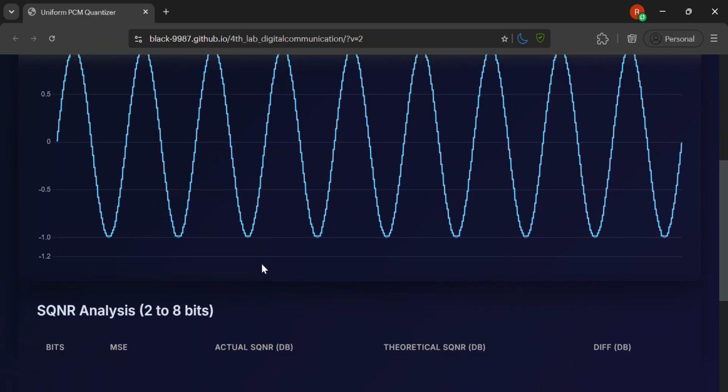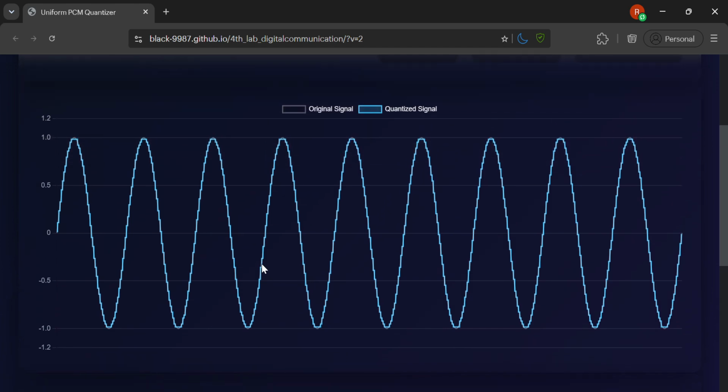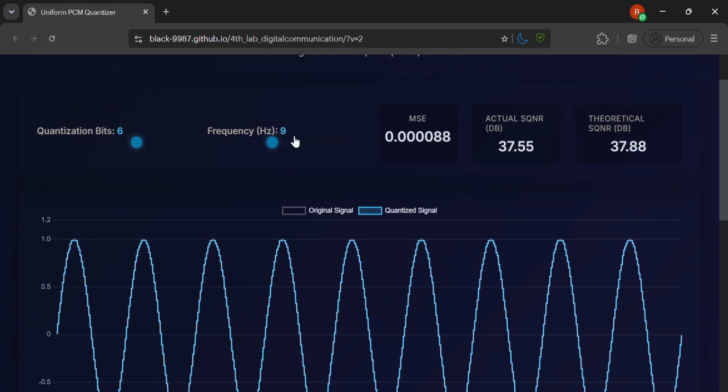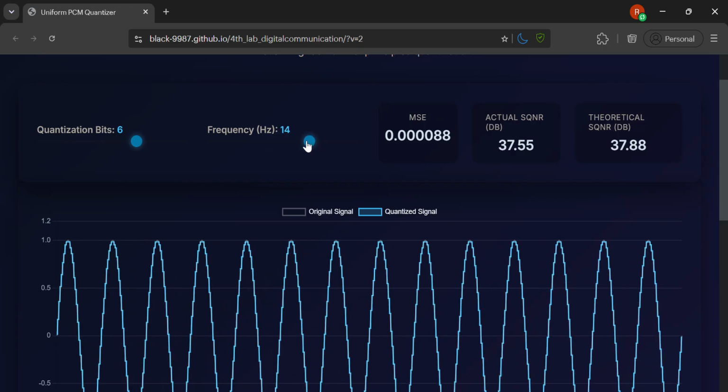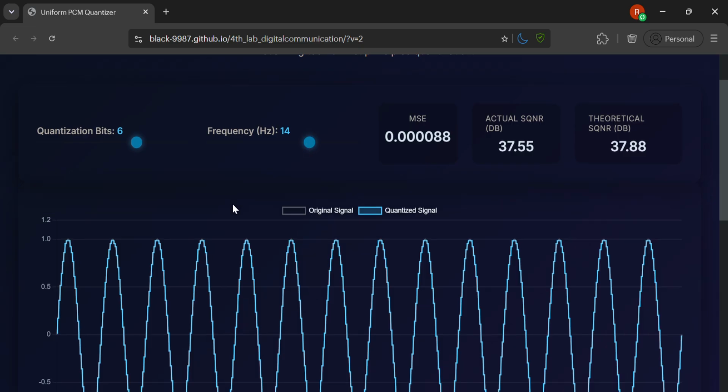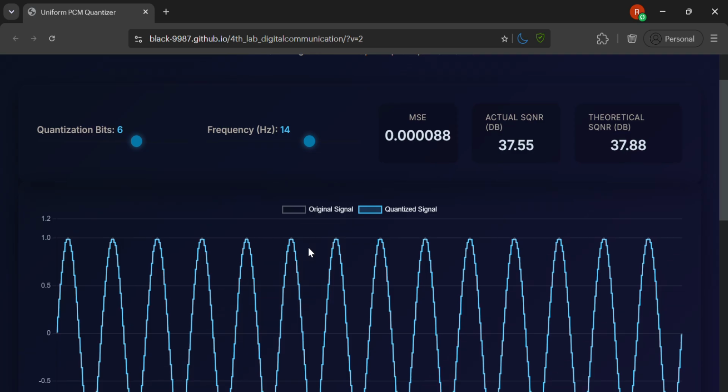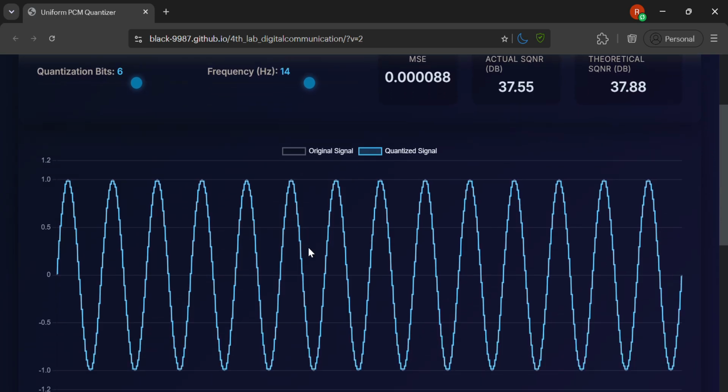If I change the frequency slider, the waveform oscillates faster and slower. The amplitude remains the same, but the number of cycles changes across the graph. The quantization process still creates staircase levels, showing that quantization depends on amplitude resolution rather than signal frequency.